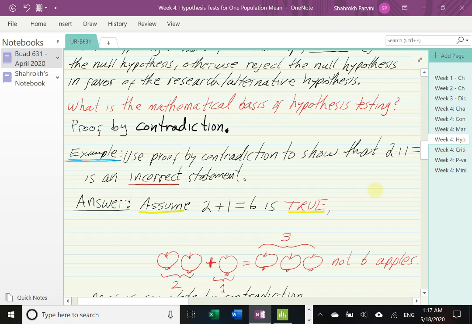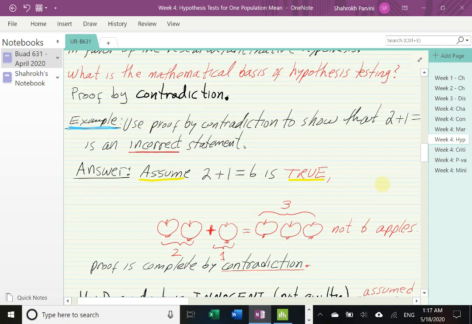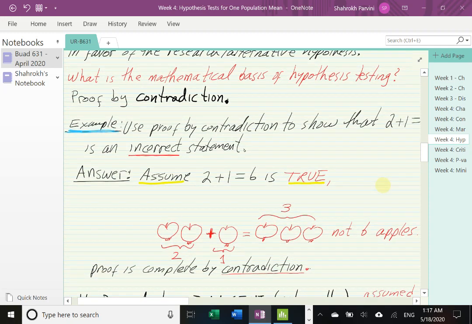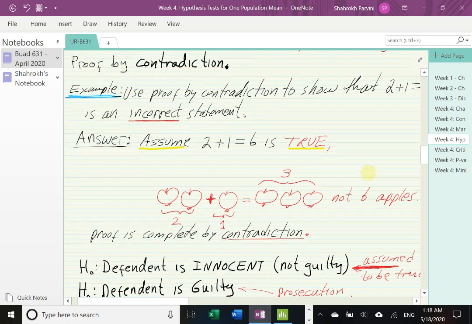So you actually look at these counts. 2 apples plus 1 apple. It looks like in my hand or my hands, I'm holding 3 apples, not 6, do I? So we have reached a contradiction. And the proof is complete by contradiction. A very simple proof, just to get the idea across. So hopefully you're okay with that.